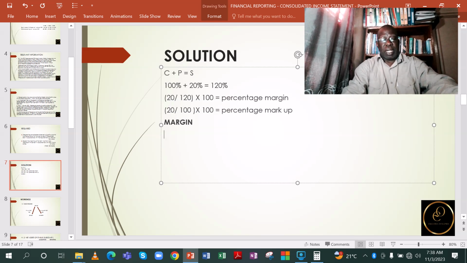So we have 3 million multiplied by 20 divided by 120. So if you work out that one, it will give you 500,000.